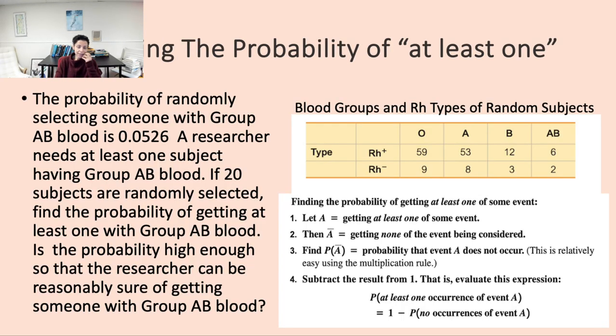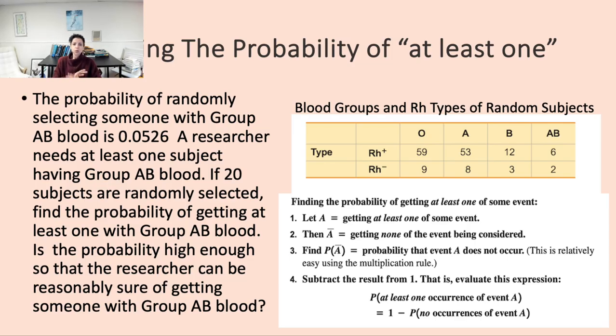So let's look at an example. In your textbook, in one of the exercises, there's a table of blood groups and RH types of random subjects. Blood types can be either O, A, B, or AB. So in this study, the probability of randomly selecting somebody with group AB blood is 0.0526. Now, let's say a researcher needs at least one subject who has AB blood.